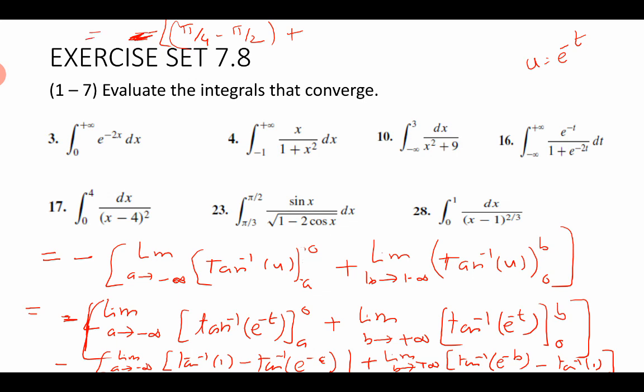Plus here when b goes to infinity, this will be e raised to negative infinity, that is 0, 0 minus pi by 4. So what do you get? Positive pi by 4 and negative pi by 4 will be cancelled. It will be negative pi by 2 with the negative outside. The answer is pi by 2. The answer for this problem number 16 is pi by 2.